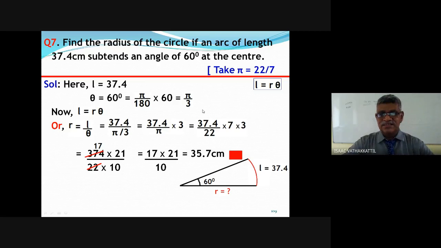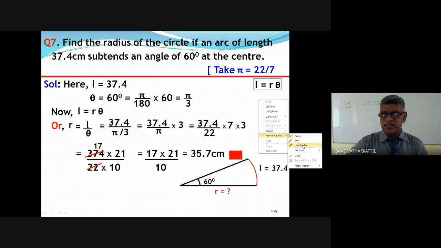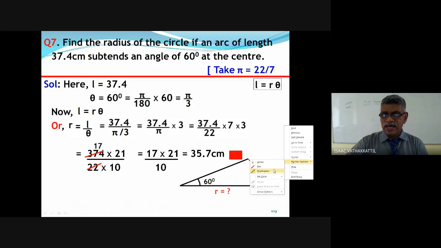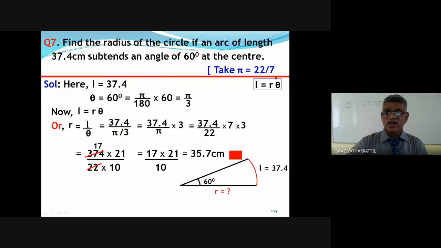You studied in 10th, pi r theta by 360 like that. That we don't need now. Well, that is converted already here. So remember that this formula L equal to R theta is valid only when the angle is measured in radians, and you have to convert the degree into radians, and then only you can apply that. Is it okay or not?